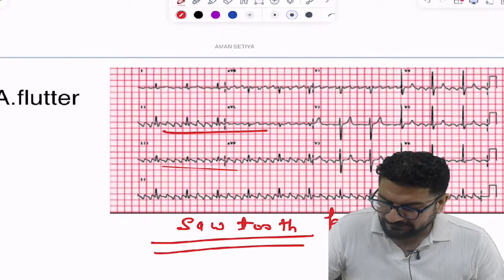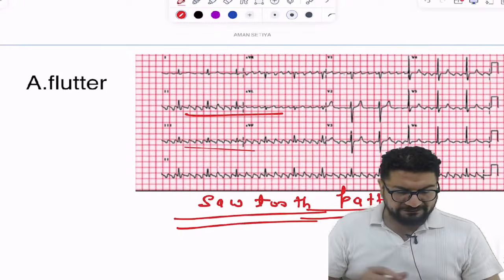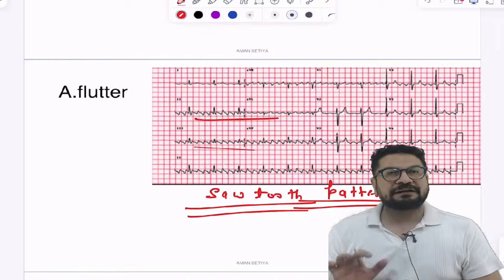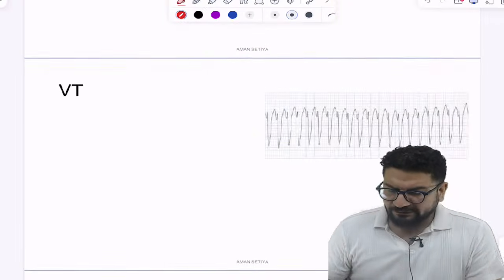It is a stage before fibrillation. So when you see a sawtooth pattern, the sawtooth pattern is called atrial flutter. Done.